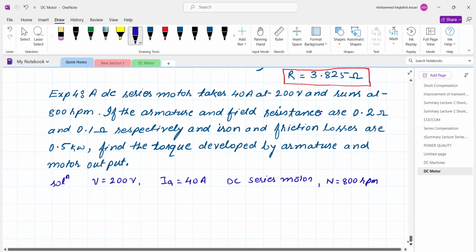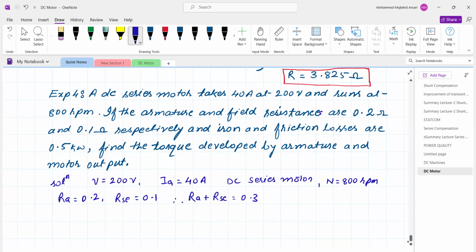The armature resistance RA is 0.2 and the series field resistance RSE is 0.1, or in short, RA plus RSE, the total circuit resistance, is 0.3 ohm. Iron and frictional losses, that is the stray losses, are given as 0.5 kilowatt. Now find the torque developed by the armature and motor.